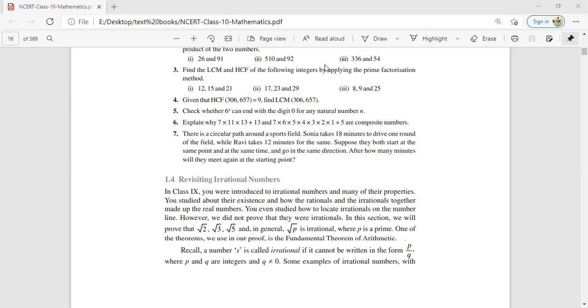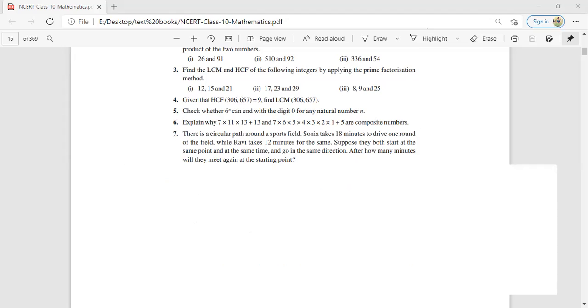This question is the word problem. There are many word problems which are based on HCF and LCM. We have to recognize whether this problem is on LCM or HCF. So here there is a circular path around a sports field. Sonia takes 18 minutes to drive one round.